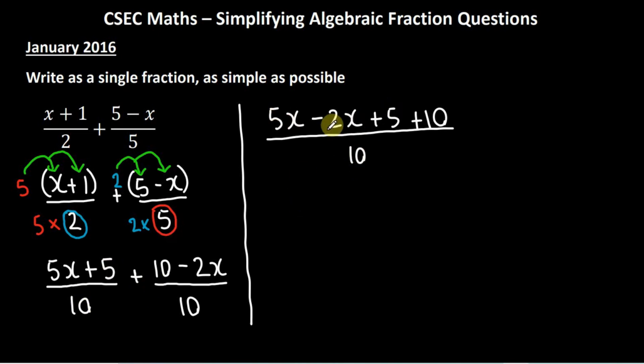So let's see what we get here when we simplify this. So it's 5x minus 2x. That's 3x. 5 plus 10, that's 15. And we're dividing all of this by the denominator here, which is 10. So this is our answer here.